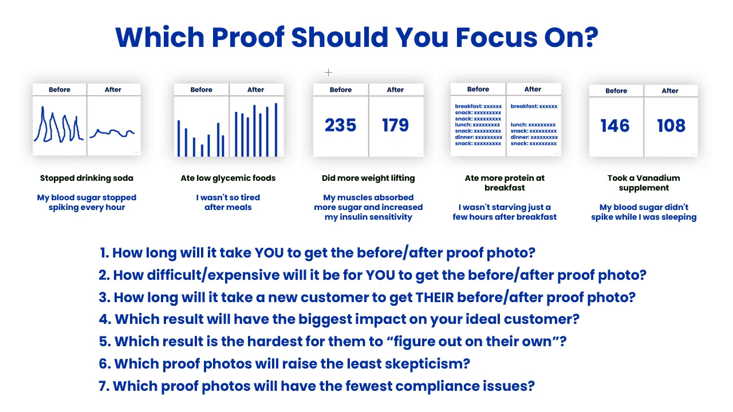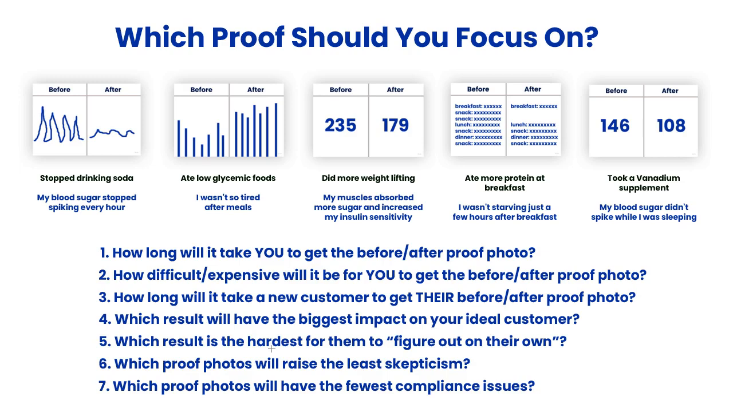So imagine someone selling this proof here versus someone selling this vanadium supplement proof, where someone took the pill one night and the next morning they woke up with a lower number. So that person, from the time they purchased the product, say, a couple days of shipping, to taking the product that night and the next morning, in under a week, the customer can have this proof photo. Whereas with the weightlifting proof here, it could be months before they're able to create this same situation.